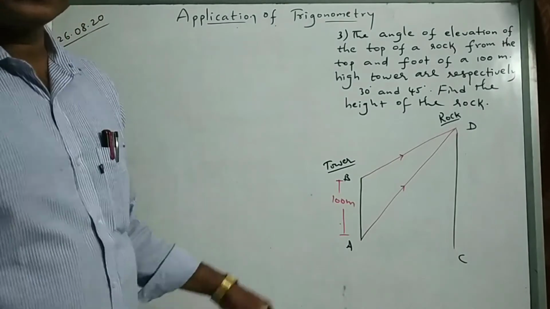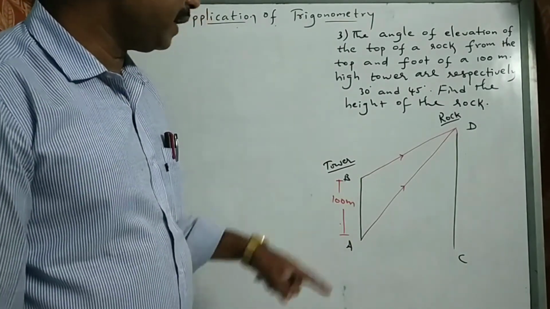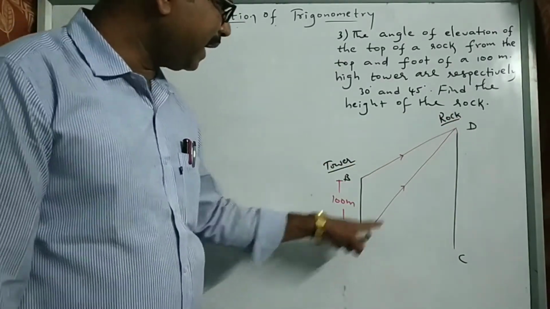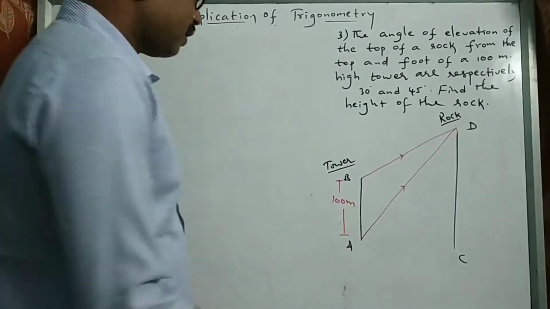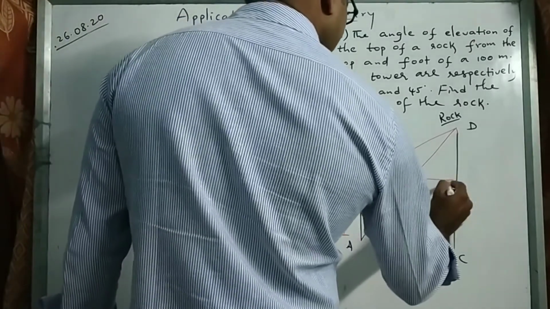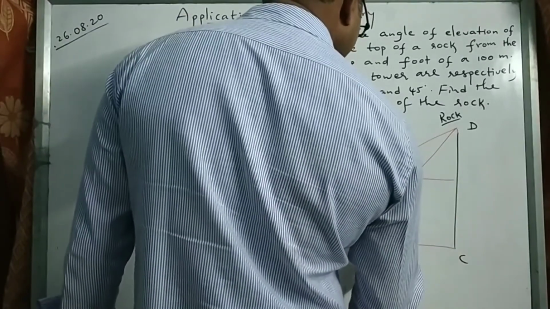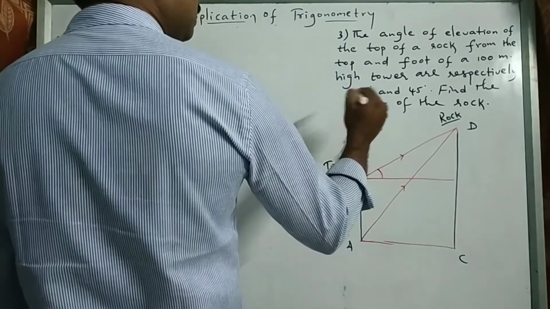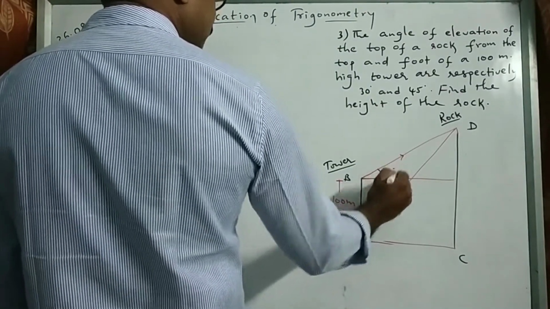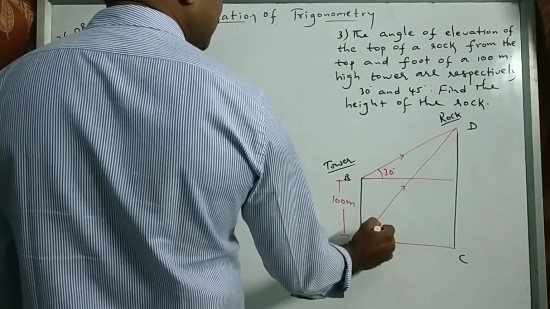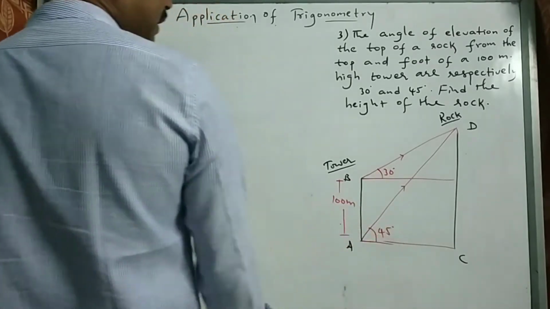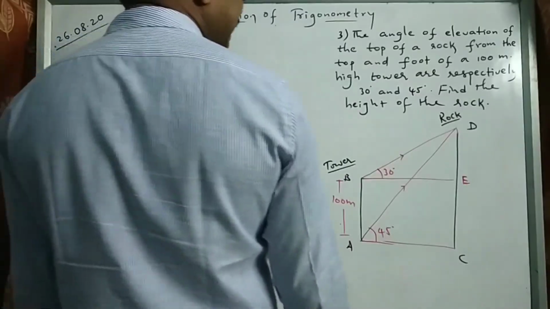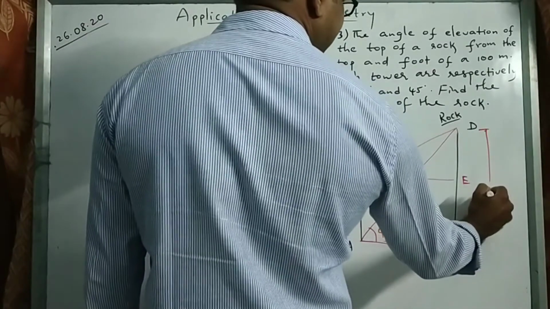So what are the points of observation here? A and B. So from B observing the top of the rock and from A observing the top of the rock with elevations. Why did I say elevation? Because point of observation is lower than the object. So from the top 30 degrees, from the bottom foot 45 degrees. Right? Find the, let it be E. Find the height of the rock. Let it be h meters, height of the rock.